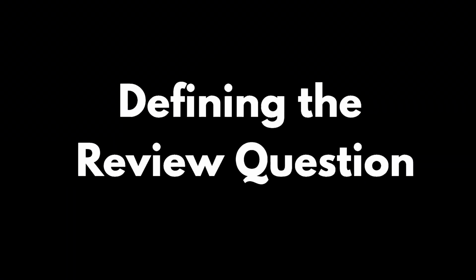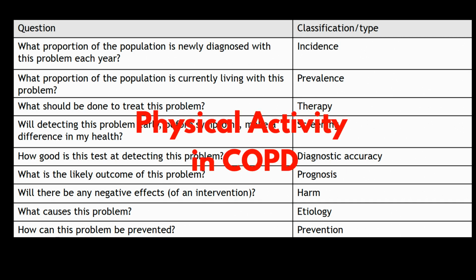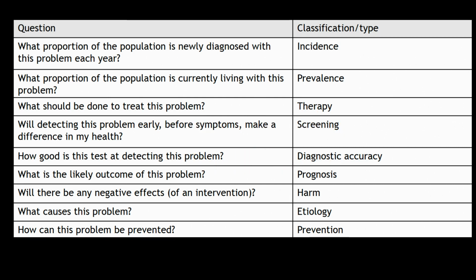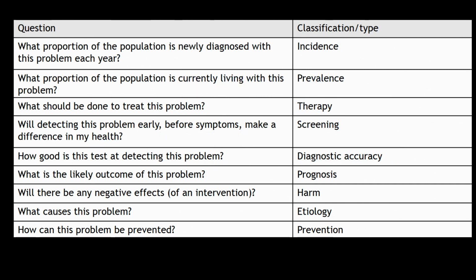Chapter 3. Defining the review question. First, try to figure out which type of question you are trying to formulate. Therapy type, like, is exercise effective in improving quality of life in persons with COPD? Or screening type, like, is PSA to detect prostate cancer effective in reducing mortality? Like this, we can have different types of question as shown here.